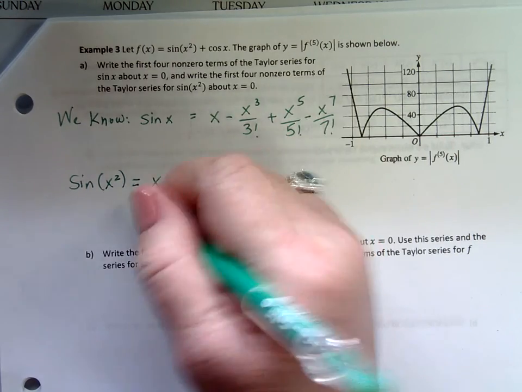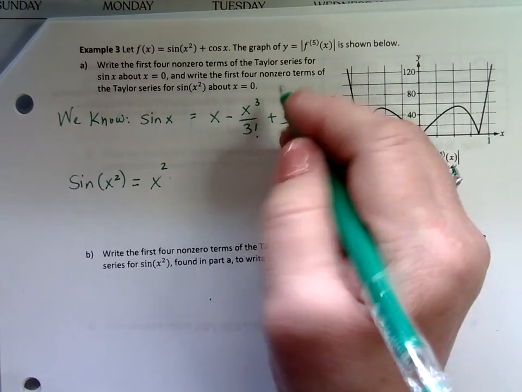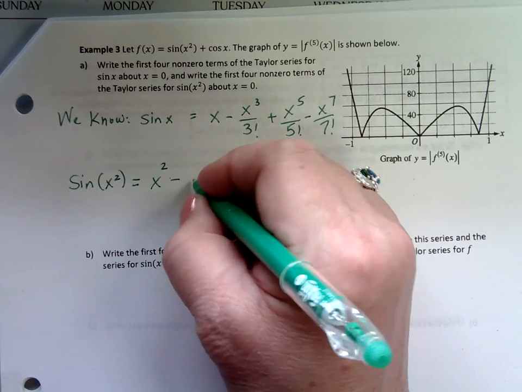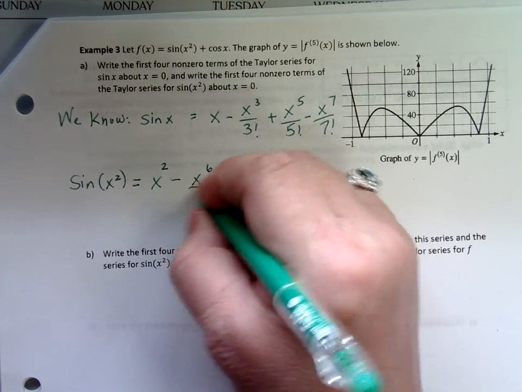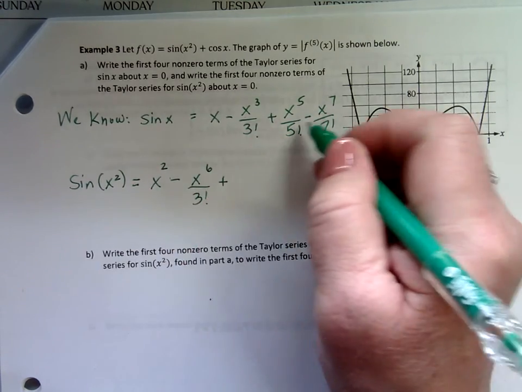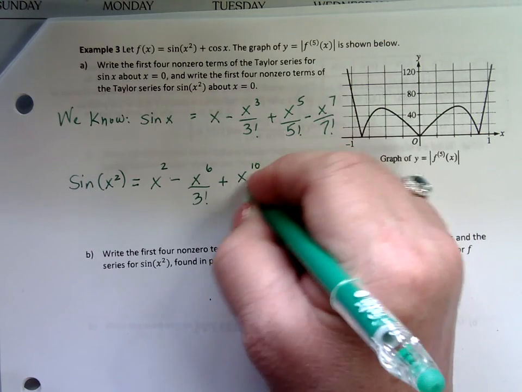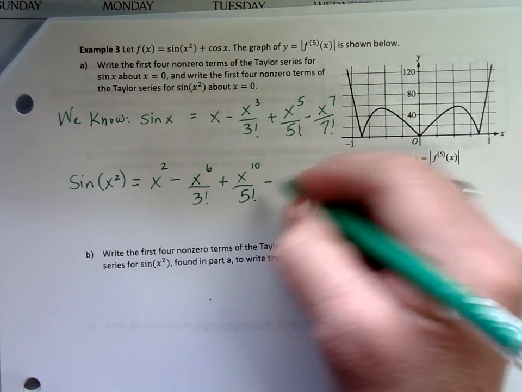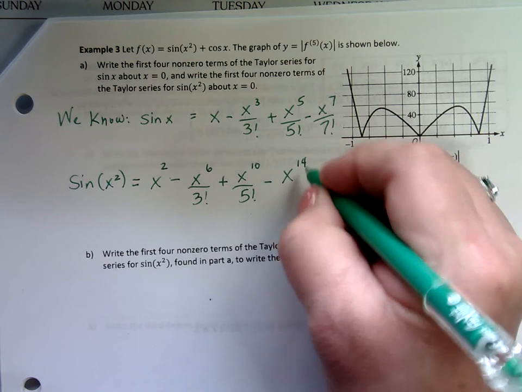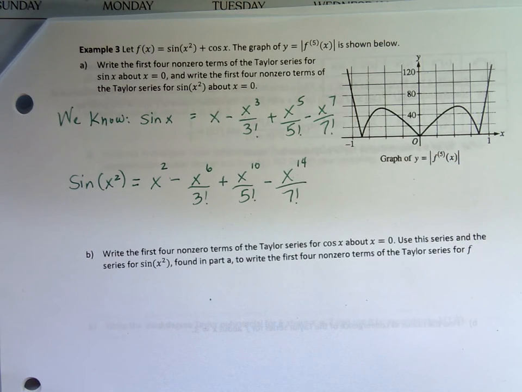Anyway, you're replacing, so now it's an x squared. This one's going to be x squared cubed, that's x to the 6th over 3 factorial. X squared to the 5th, x to the 10th over 5 factorial. Minus x squared to the 7th, that would be x to the 14th over 7 factorial. All right, we covered both of those bases. That's part A. Part B, write the first 4 non-zero terms of the Taylor series for the cosine of x about x equals 0, and use the series for the sine of x squared found in part A to write the first 4 non-zero terms of the Taylor series for f.